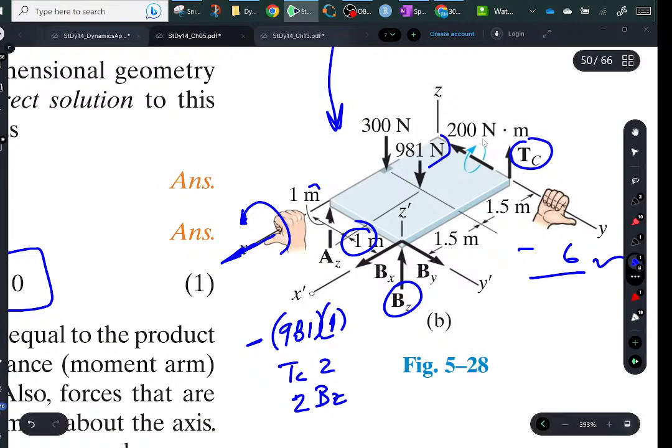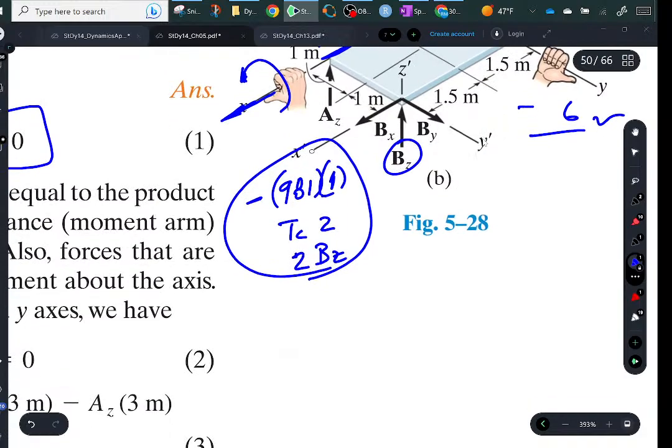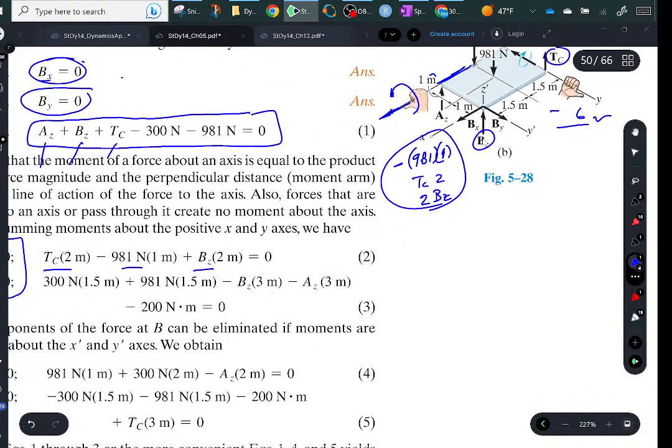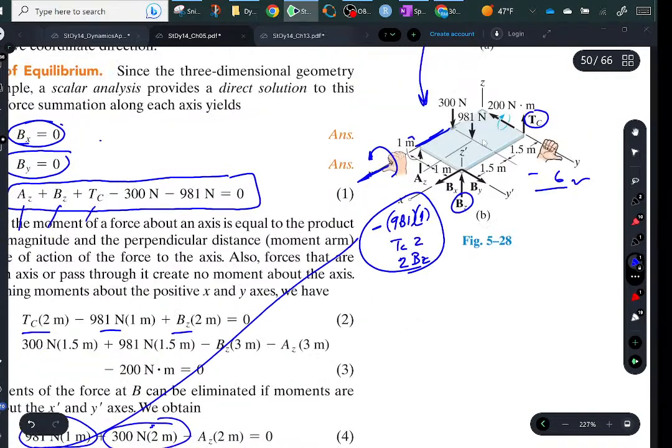And then okay, so I got the 981. This won't produce a moment because it's going right through that axis. That is only about the Y. So as far as I can tell, that's all I've got is those 3. And if I look down here, I get those 3. That one. Oh, where's the 300?